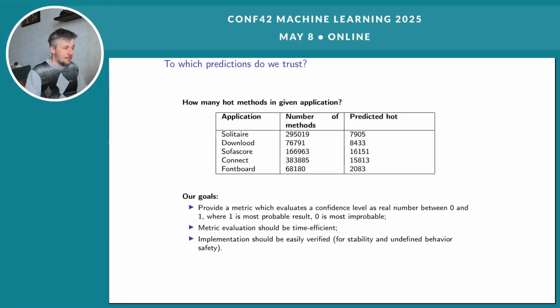Our goals for this metric are: first, it should be easily interpretable. For instance, a value of 0 should mean that the result is very improbable, and 1 should mean that the result seems like correct. Again, we can't tell if predictions are correct if we don't have the true values. But we can say that statistically, the number of positive classes or other quantitative value seems probable or improbable. So the confidence is a measure of this probability. Our second goal is that the metric evaluation should be very time efficient. And the third goal is that the implementation should be easily verified. In our case, we needed a solution that won't require much testing to prevent stability and undefined behavior issues.